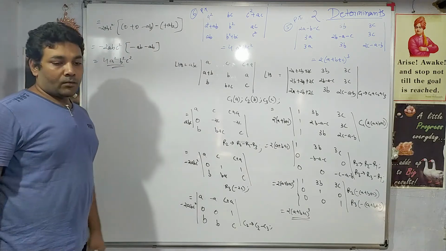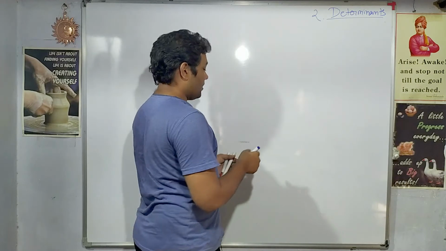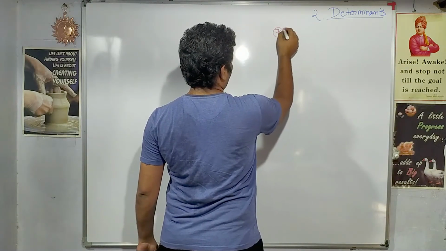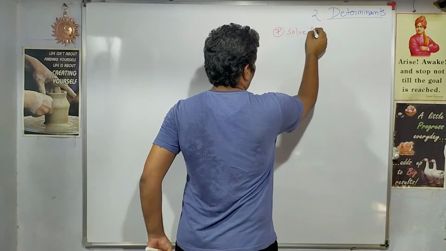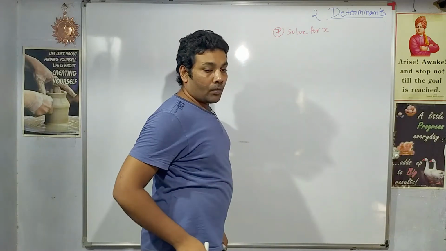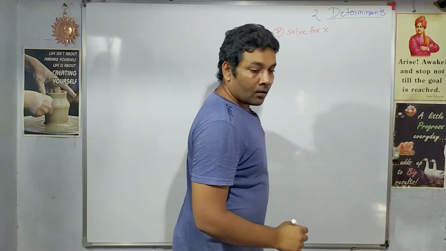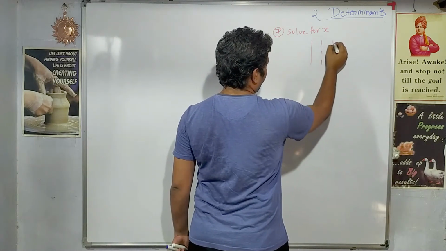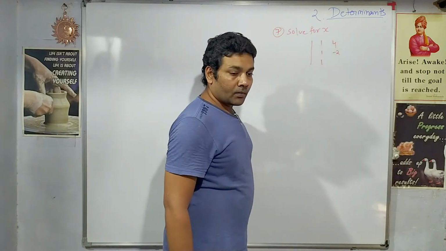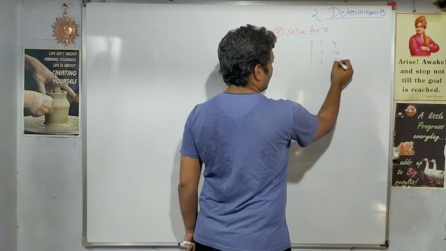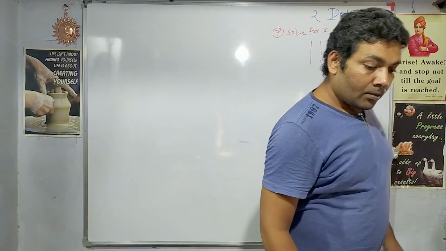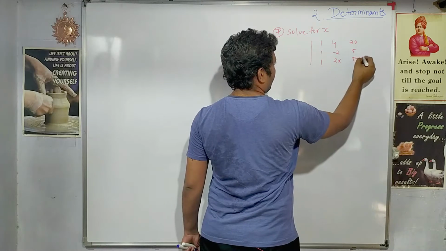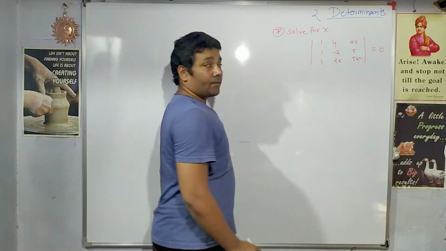Let us look at the next question. Question number 7 says solve for x, and the determinant is given with rows 1, 4, 1; 1, 1, 1; 1, 4 minus 2, 2x; then 25, 5x square, equal to 0. I have to solve the equation.